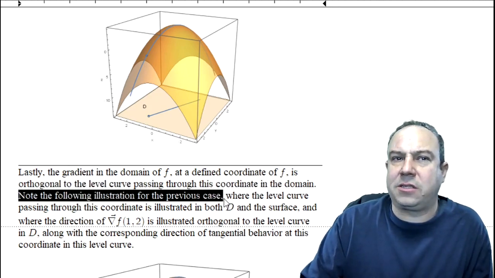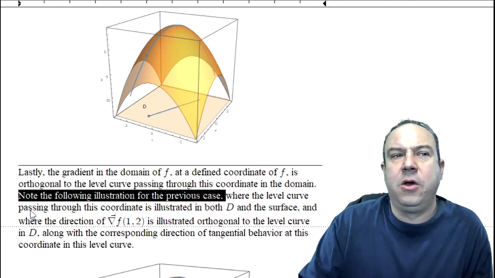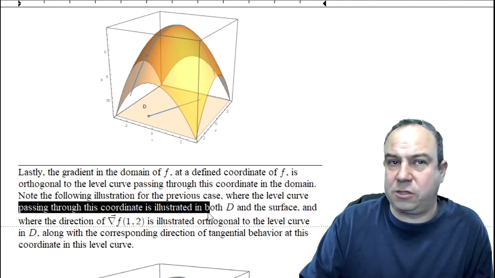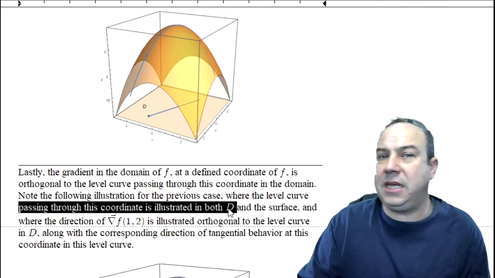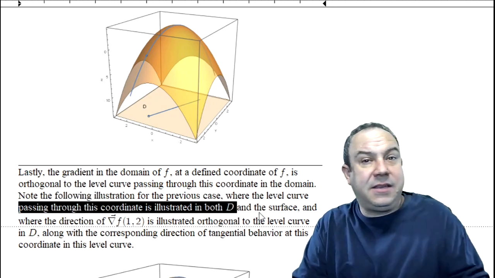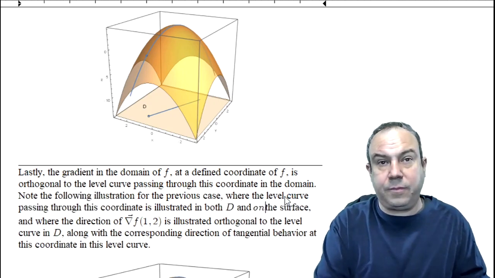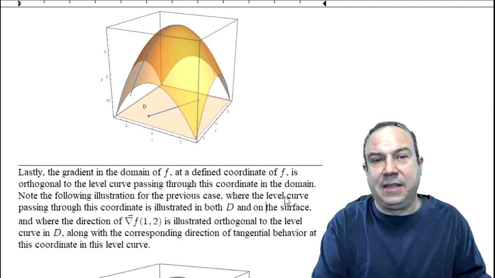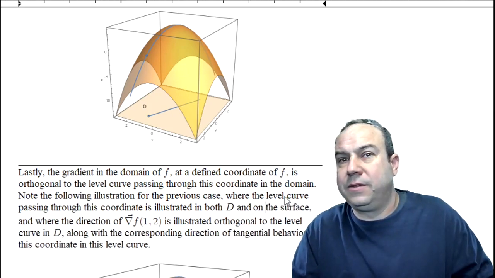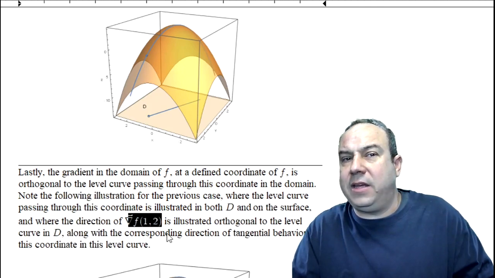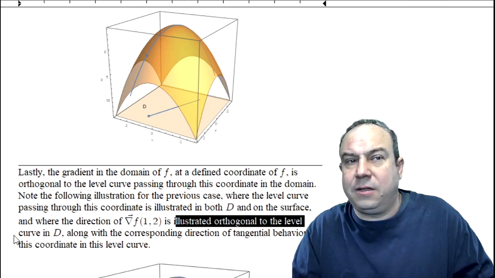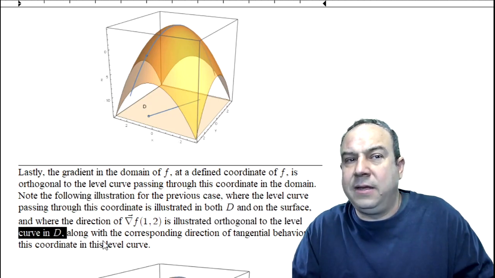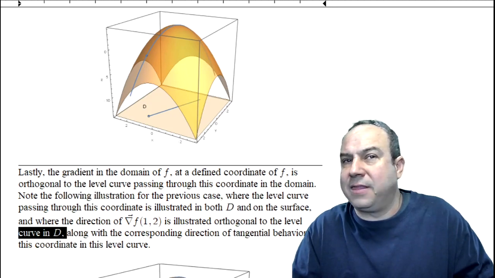Note the following illustration for the previous case, where the level curve passing through this coordinate is illustrated in both D, the domain, and, I should say, on the surface. Right? And where the direction of the gradient is illustrated orthogonal to the level curve in the domain, along with the corresponding direction of tangential behavior at this coordinate.